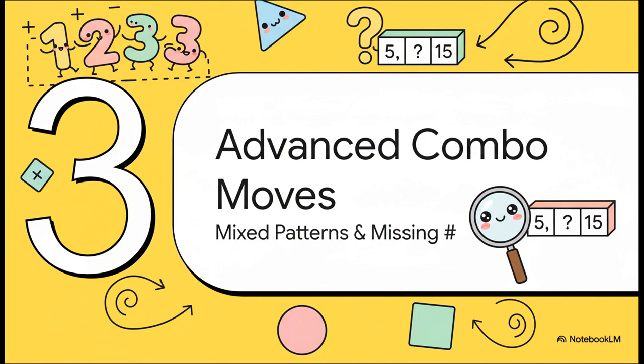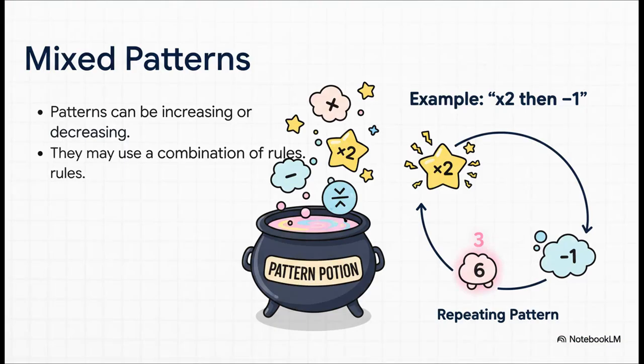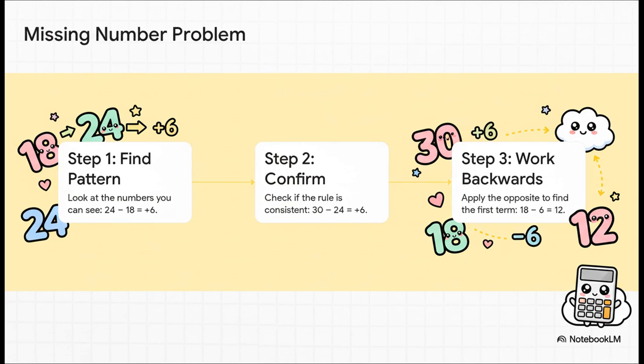We're going to tackle mixed patterns and figure out how to find those sneaky missing numbers. So, what exactly is a mixed pattern? It's just a sequence that might use a combination of rules. It could be something like multiply by 2, then subtract 1, and that rule just repeats over and over. These are the ones that require you to be a real detective and look very, very closely at how the numbers are changing. Here's a classic test problem, a missing number at the very start of a sequence.